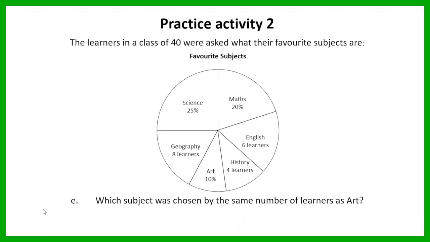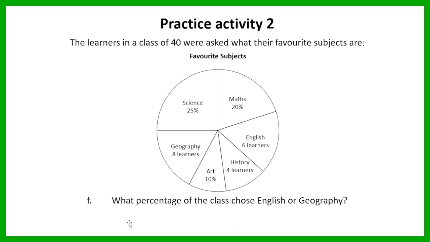Question E, which subject was chosen by the same number of learners as art? Okay, so art is 10%. We worked out a subject that was 10% in question C, that was history. We worked out that history is 10%. So they are the same amount. History is chosen by the same number of learners because it's the same percentage as art.